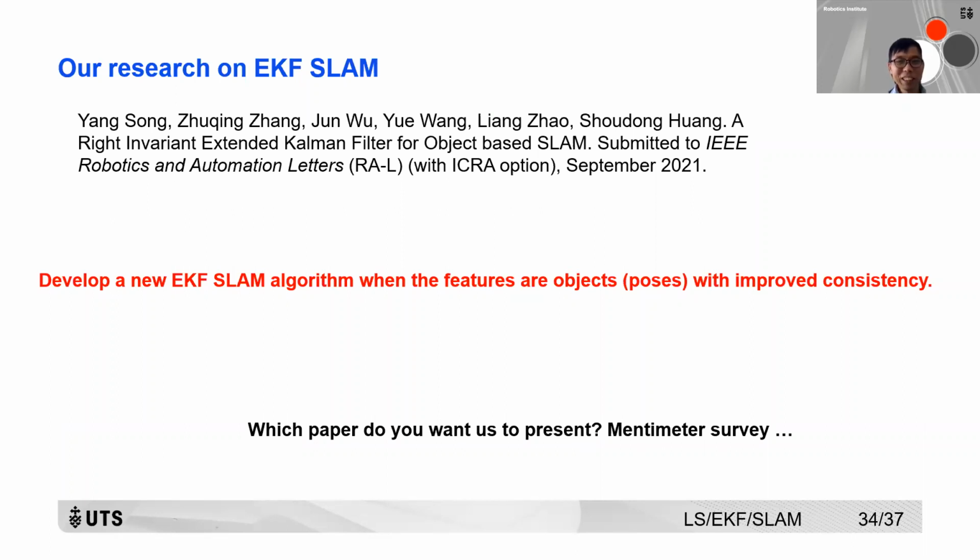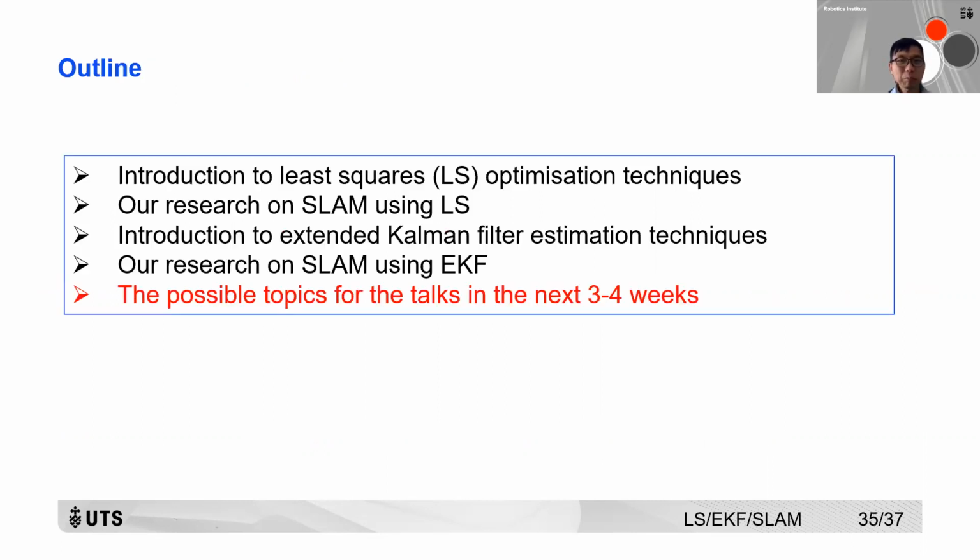Okay, so I still have a question: which one do you want us to present? I'll probably do this survey later. So now, the possible topics for the talks in the next 3-4 weeks. I think our plan is to have this rigid localization, mapping and SLAM for 4 or 5 weeks. Then we switch to another topic. And after we finish all the topics, we may come back to rigid localization, mapping and SLAM again. So this is the first one, and we will probably still talk about this topic for 3 or 4 weeks.